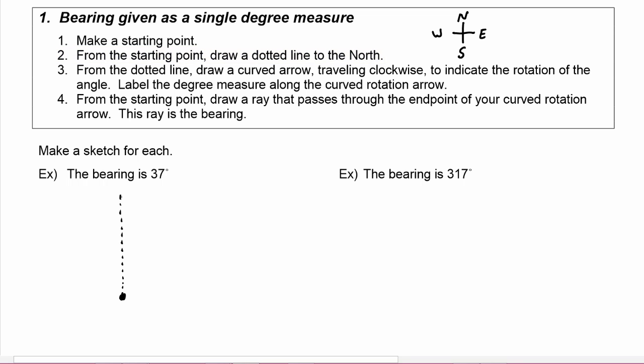We're all ready for step 3. From the dotted line, draw a curved arrow traveling clockwise to indicate the rotation of the angle, and then label the degree measure along the curved rotation arrow. So from the dotted line, we have to go clockwise 37 degrees. So that would be about here.